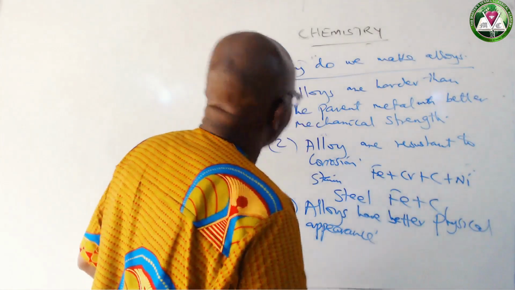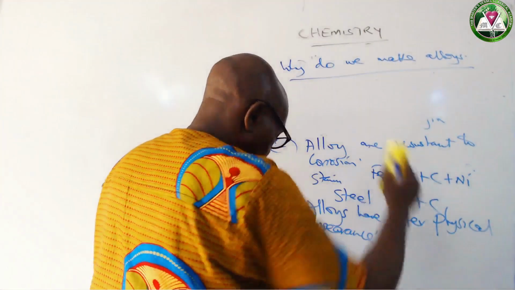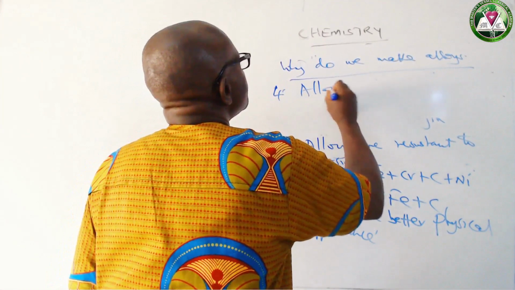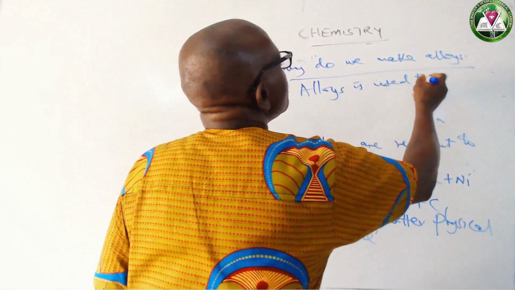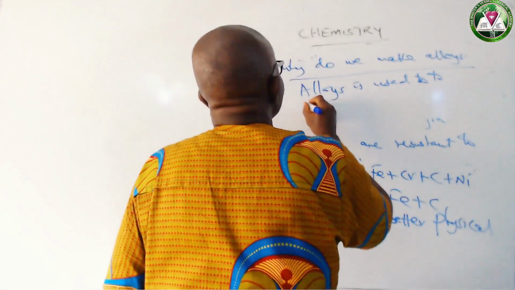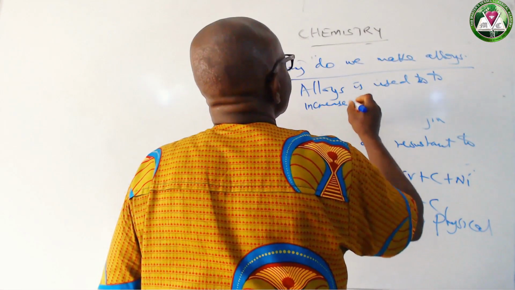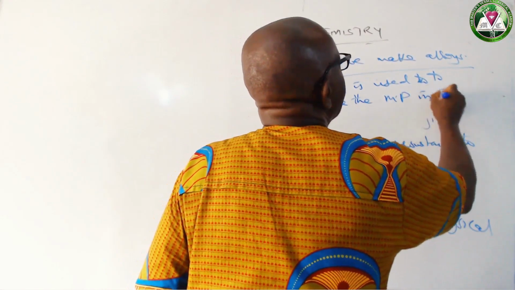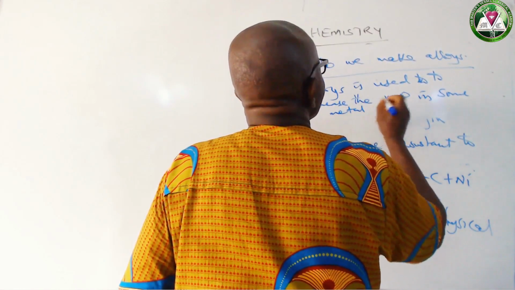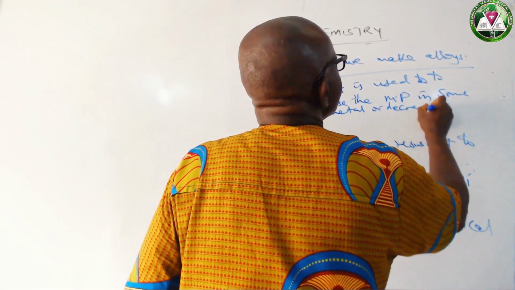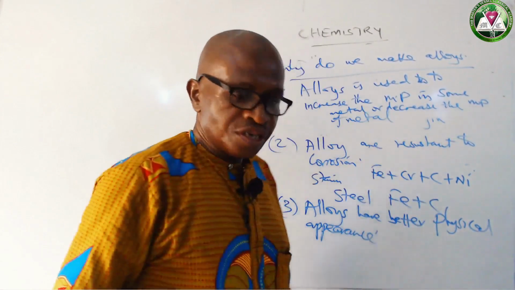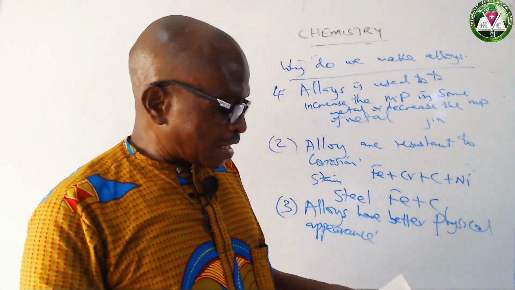Then the fourth one is that alloys are used to increase the melting point in some metals or decrease the melting point of a metal, depending on what you want. If you want the melting point to be low, you add another metal that will reduce the melting point, and so on and so forth.